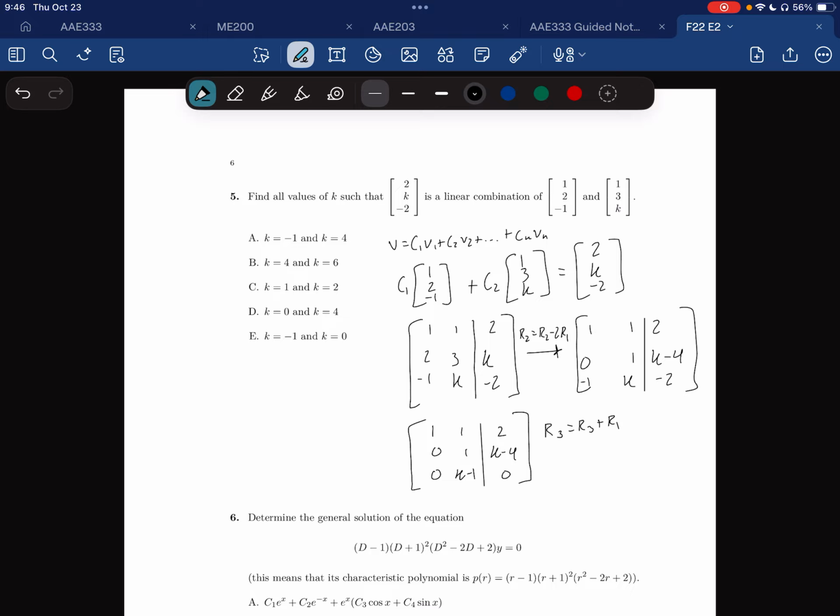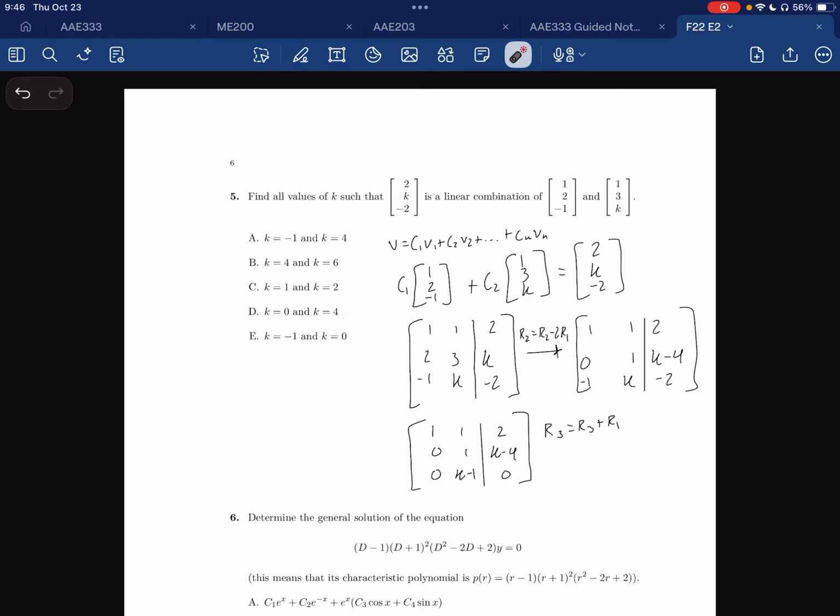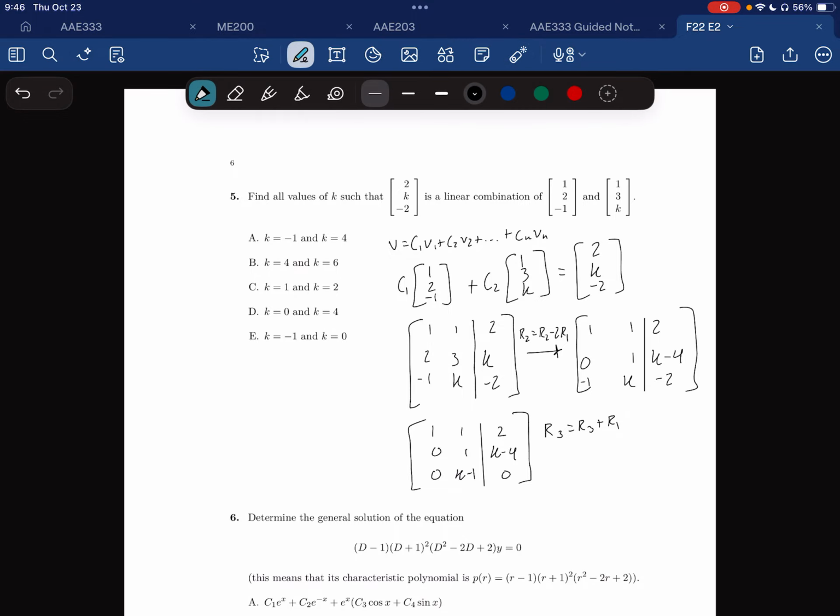Now, what do we have? Believe it or not, we actually want to eliminate this value of k. I only want one row of k's. I want this k gone, or this k term gone, rather. How do I want this k term gone? I'm going to do R3 is going to be equal to R3 minus k plus 1 R2.